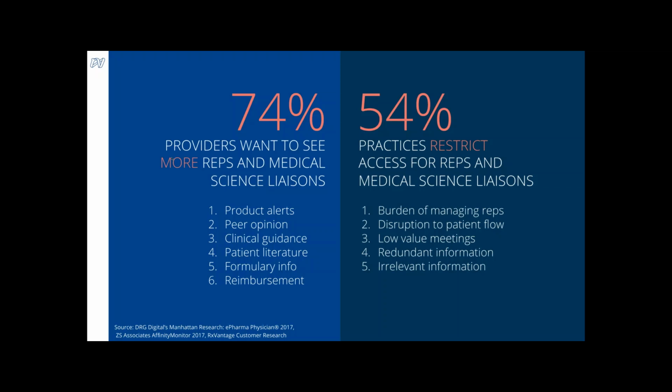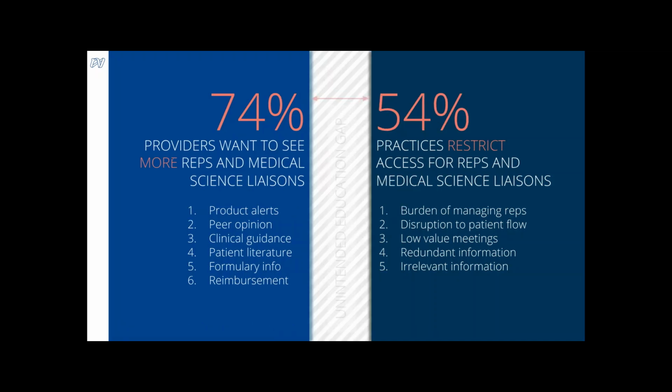But the problem is 54% of practices are restricting access for reps and medical science liaisons because there's a burden of managing reps. It can be disruptive to patient flow. The meetings are perceived as low value because, again, there's not a good way to know who is going to be a highly educated, highly rated rep with relevant information to your practice right now. Again, redundant information or irrelevant information. And this leads to this unintended education or knowledge gap.